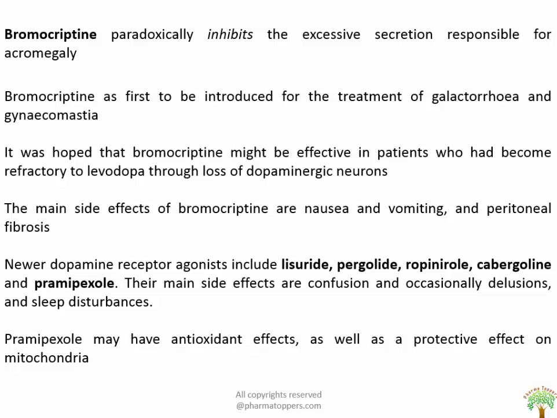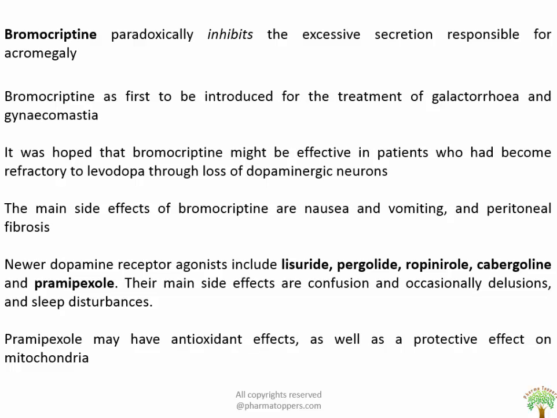It was hoped that bromocriptine might be effective in patients who had become refractory to levodopa through the loss of dopaminergic neurons. The main side effects of bromocriptine are nausea, vomiting, and peritoneal fibrosis. The other dopamine agonists are lisuride, pergolide, ropinirole, cabergoline, and pramipexole. The main side effects of which are confusion, delusion, and sleep disturbances.